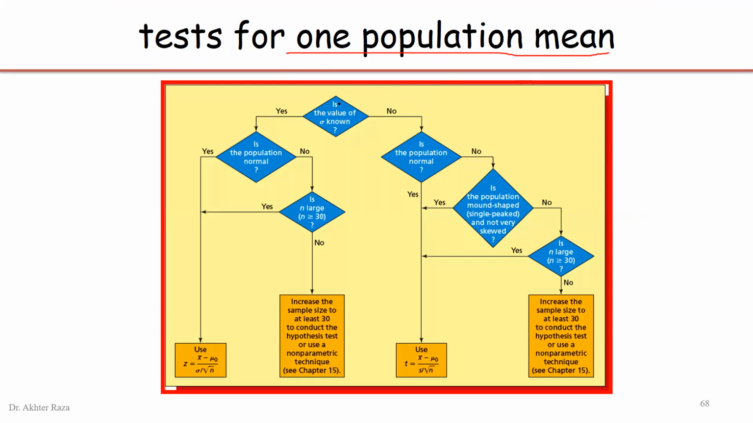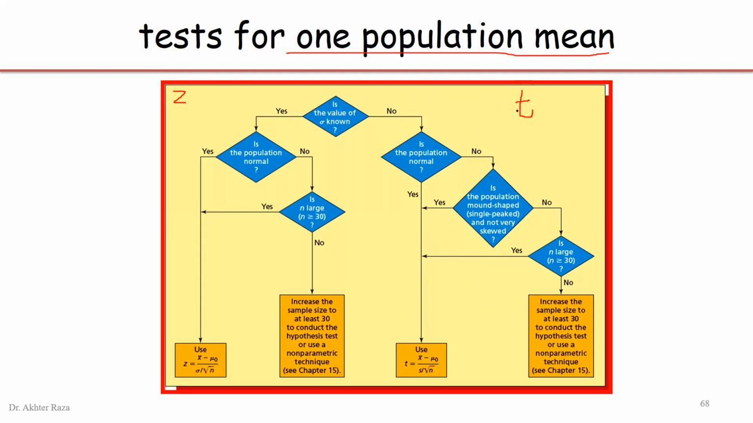If sigma is, oh, I'm sorry. If sigma is known, we have to switch to the Z statistic. If sigma is unknown, we may switch to the T statistic. So these are the two paths. Initially you have to check whether sigma is known or unknown. If sigma is known, you may switch to the Z. If sigma is unknown, you may switch to the T.